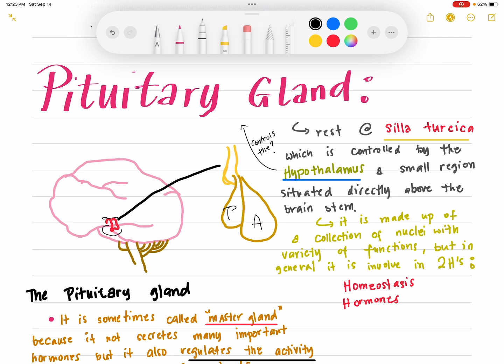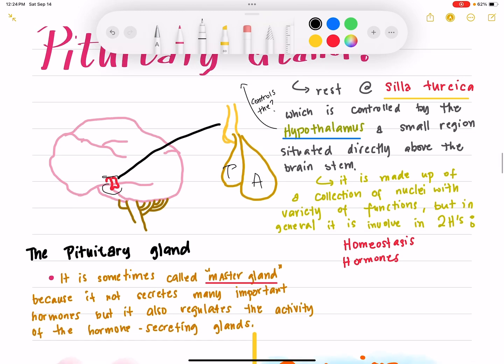So, depende kung di ni gatubang atong drawing. Okay? So, di ba, rest na siya at the sella turcica, which is controlled by the hypothalamus. Ang hypothalamus, a small region situated directly above the brainstem. So, it is made up of a collection of nuclei with variety of functions. But in general, it's involved in 2H. So, ang 2H nga na is ang homeostasis and the hormones.